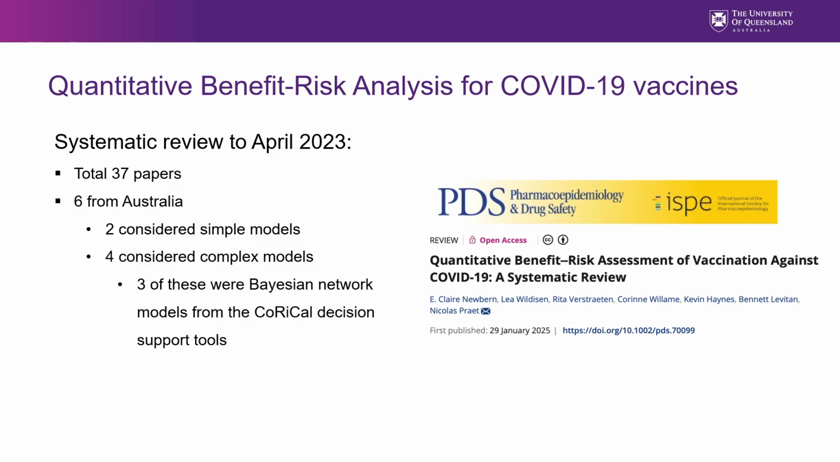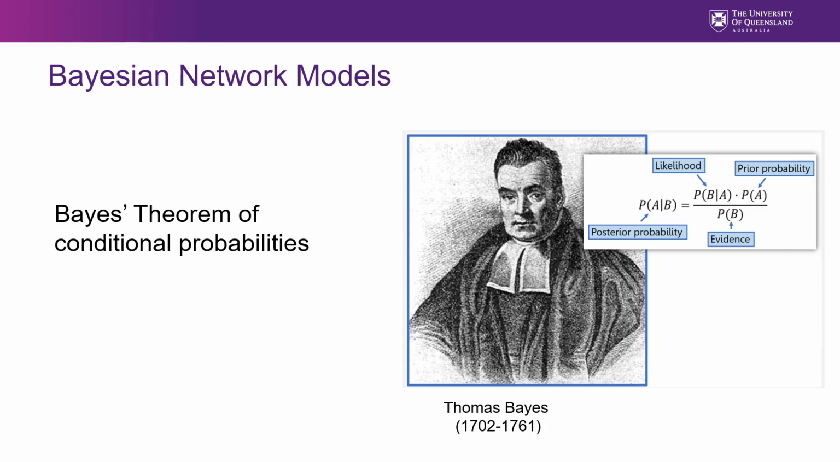And the authors classified these analyses into simple or complex models. So simple models were mostly things like descriptive statistics that did not take into account changes in transmission or differences between subgroups, and then complex models. So 3 out of these 4 complex models were what we call Bayesian network models, and these 3 were the models that underpinned the CoRiCal decision support tools.